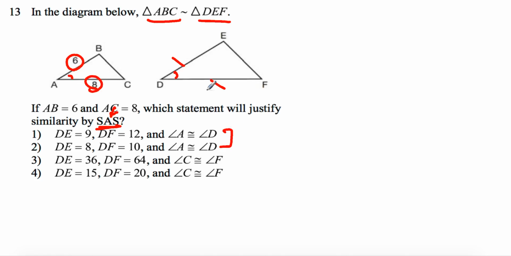Now, how about DE? DE has to be corresponding to this one, where the ratio between 6 over DE and 8 over DF has to be the same. So let's try to look at it. In this case, it will be 9 over 6. I'm just looking at the first one, DE versus AB. That must be the same thing as 12 over 8. So now when we cross multiply them, we get 72, which is equal to 72 as well. So choice 1 seems to be our answer.